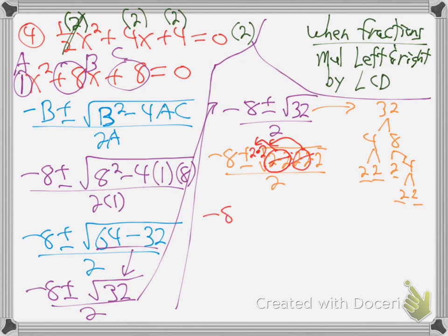So what does that give us? Negative 8 plus or minus 2 times 2 right in front of the root, 4, square root of 2 all over 2, right? This 1 2's left inside. It's 2 times 2 in the front, 4.